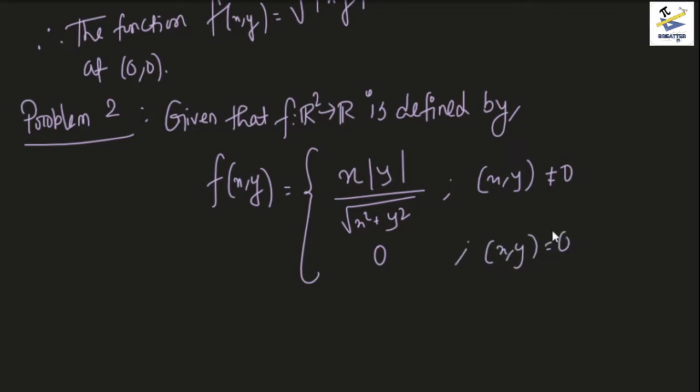So this is the required function. Just take a good look at it first, and I'll give you like 10 to 15 seconds to think what to do with it. So we basically need to prove that this function is not differentiable at 0 comma 0. So try to find a way to prove that thing.